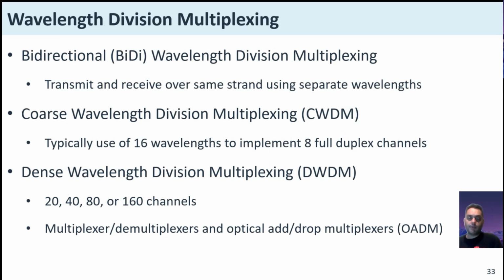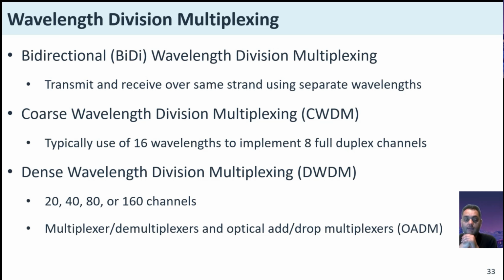Wavelength division multiplexing. Ordinary or gray SFP and SFP plus are duplex interfaces with one transmit port and one receive port that require two fiber strands. Each strand is a single channel. WDM, wavelength division multiplexing, is a means of using a strand to transmit and or receive more than one channel at a time.